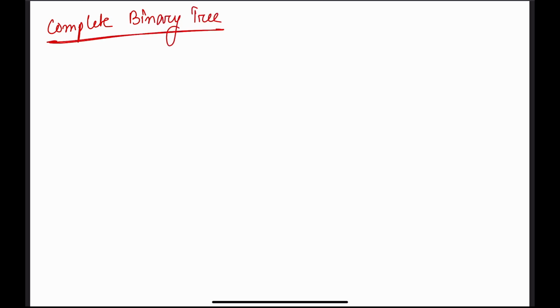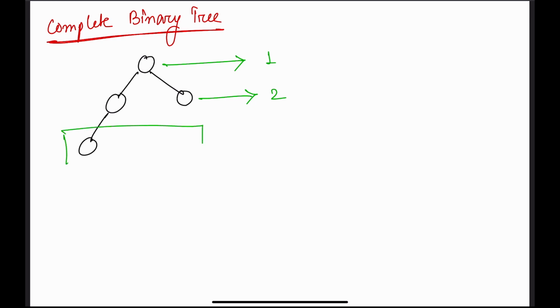Complete binary tree. A complete binary tree is a binary tree where all the levels have the maximum number of nodes except the last one, like this one. All the levels are having the maximum number of nodes. See, here it is 1, here it is 2, but not the last one. Then what will be happening with the last level?